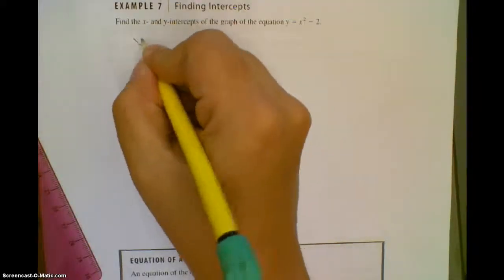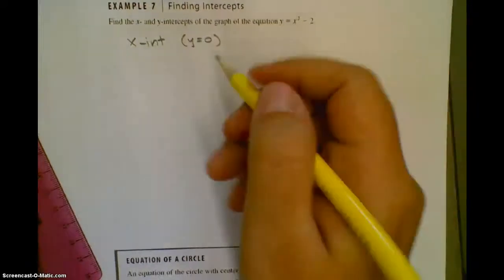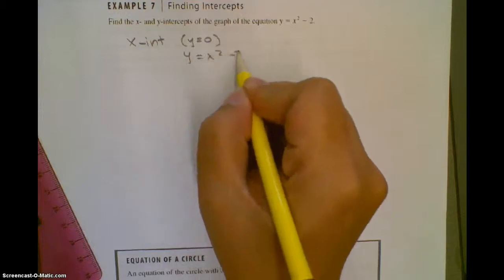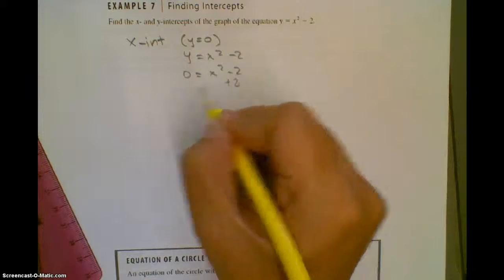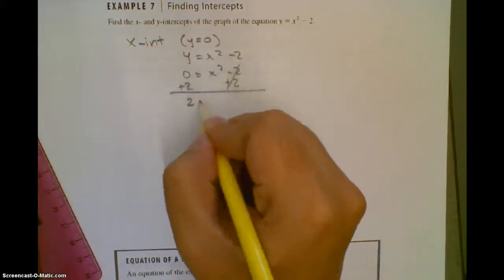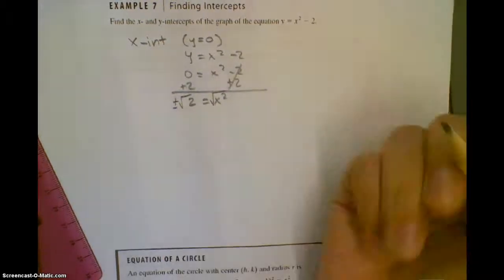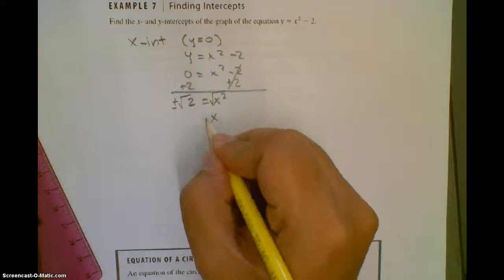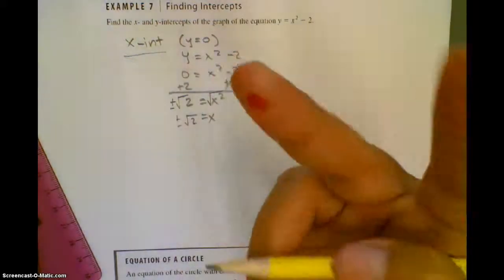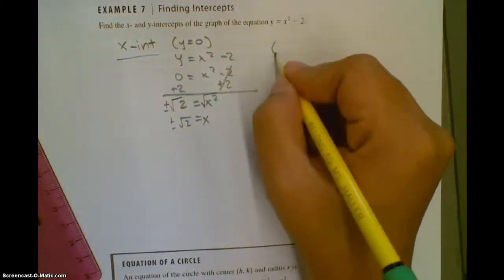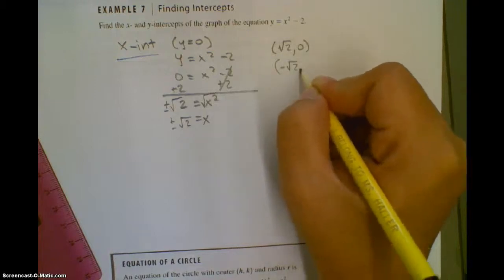So to find the x-intercept, I know that I'm going to set y equals 0. I write my equation, and then I make y 0. And then I just solve for x. I'm going to add 2, so x squared is 2. And then remember, when I take the square root on both sides, please add a plus and a minus, because you get 2 answers. So x is plus or minus the square root of 2. So the x-intercepts, there are actually 2: positive square root of 2, 0, and negative square root of 2, 0.